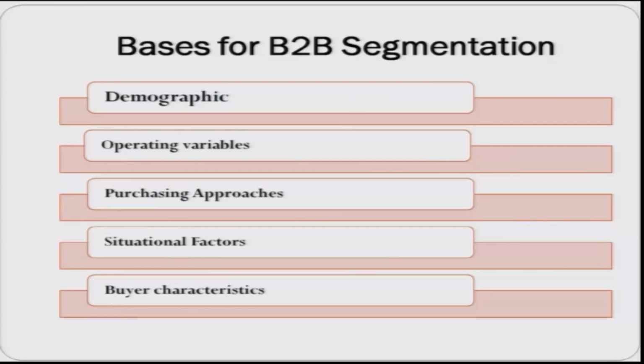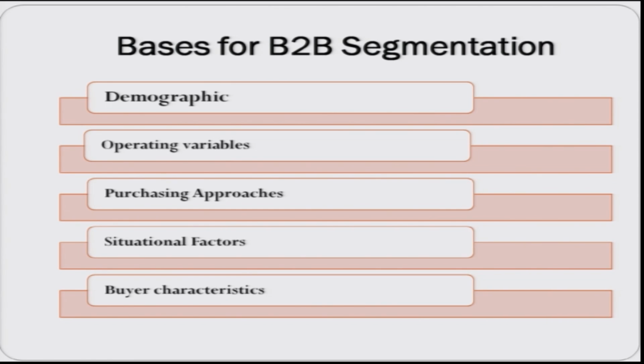Now, the operating variables can also be an important basis, like what kind of technology the company has. All those factors will also come into the picture. Then the different purchasing approaches, like whether they are centralized or decentralized, can also be a basis of segmentation. Then situational factors and buyer characteristics also come into the picture in B2B buying.